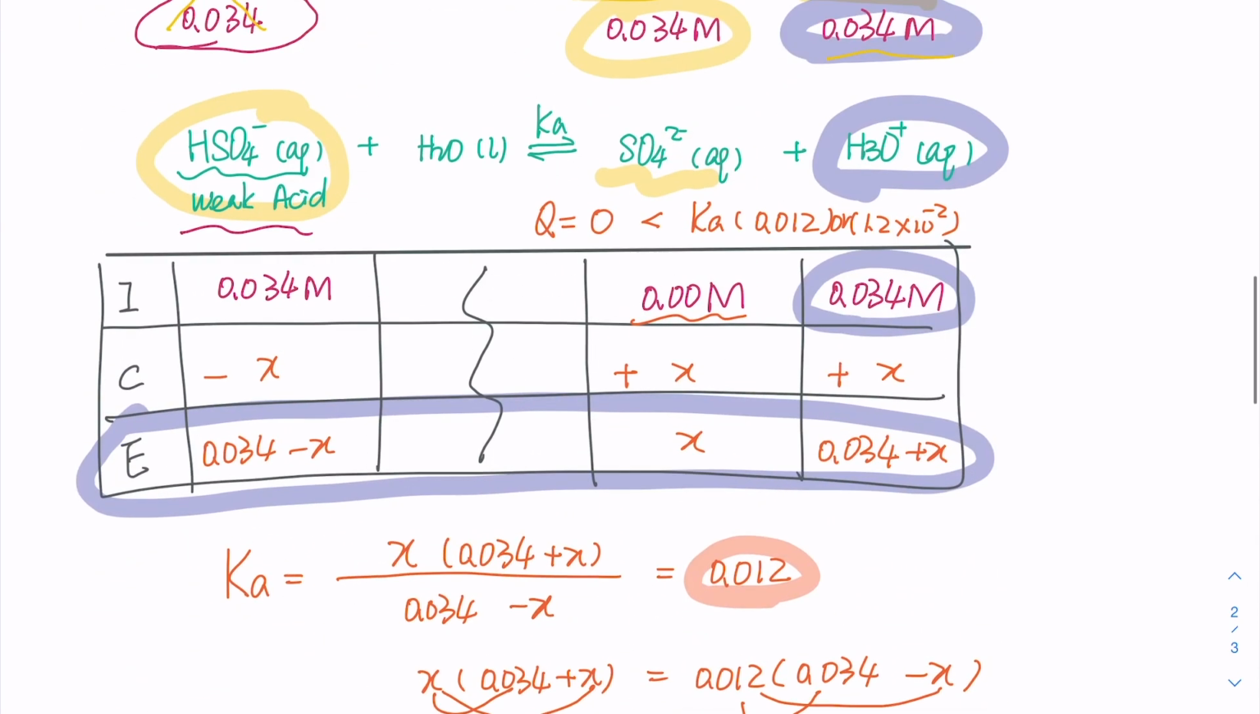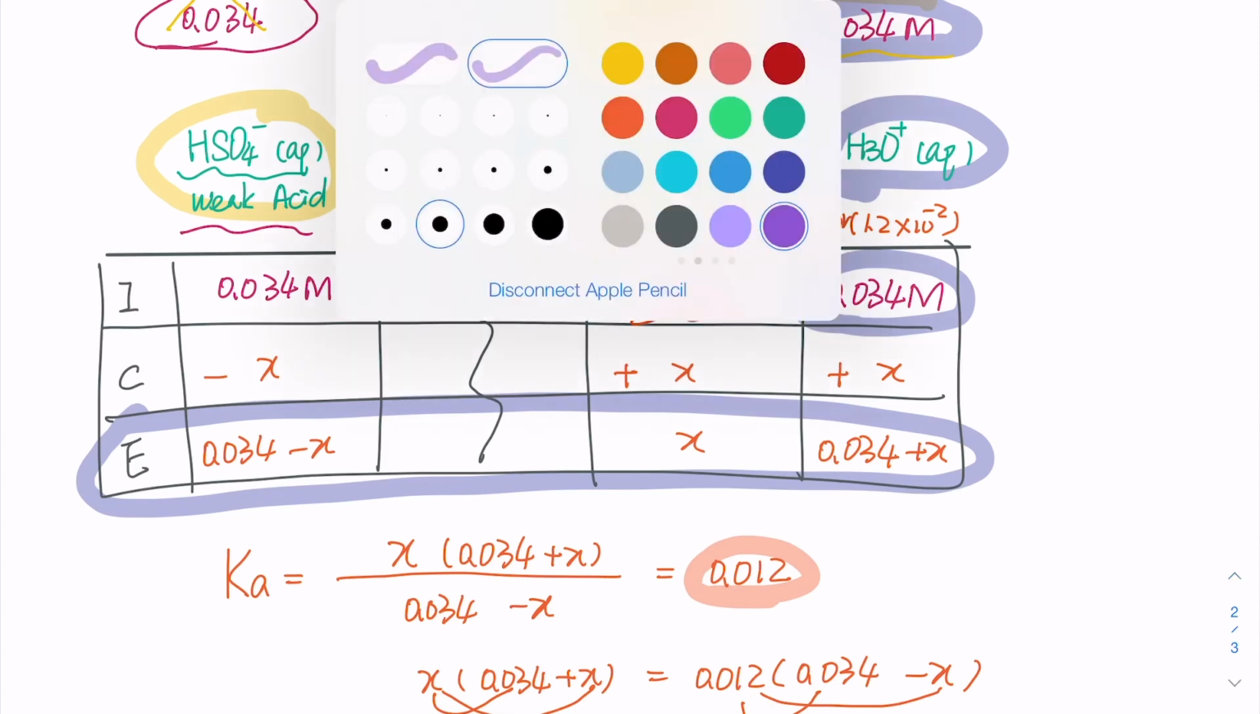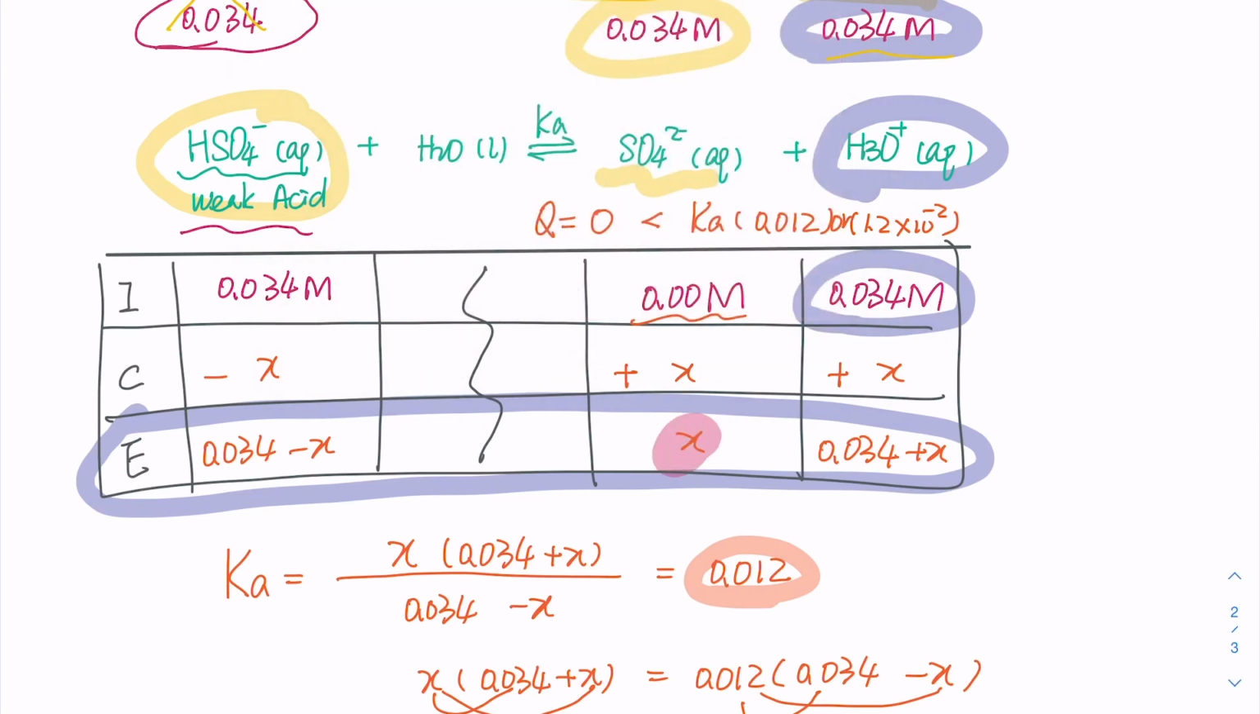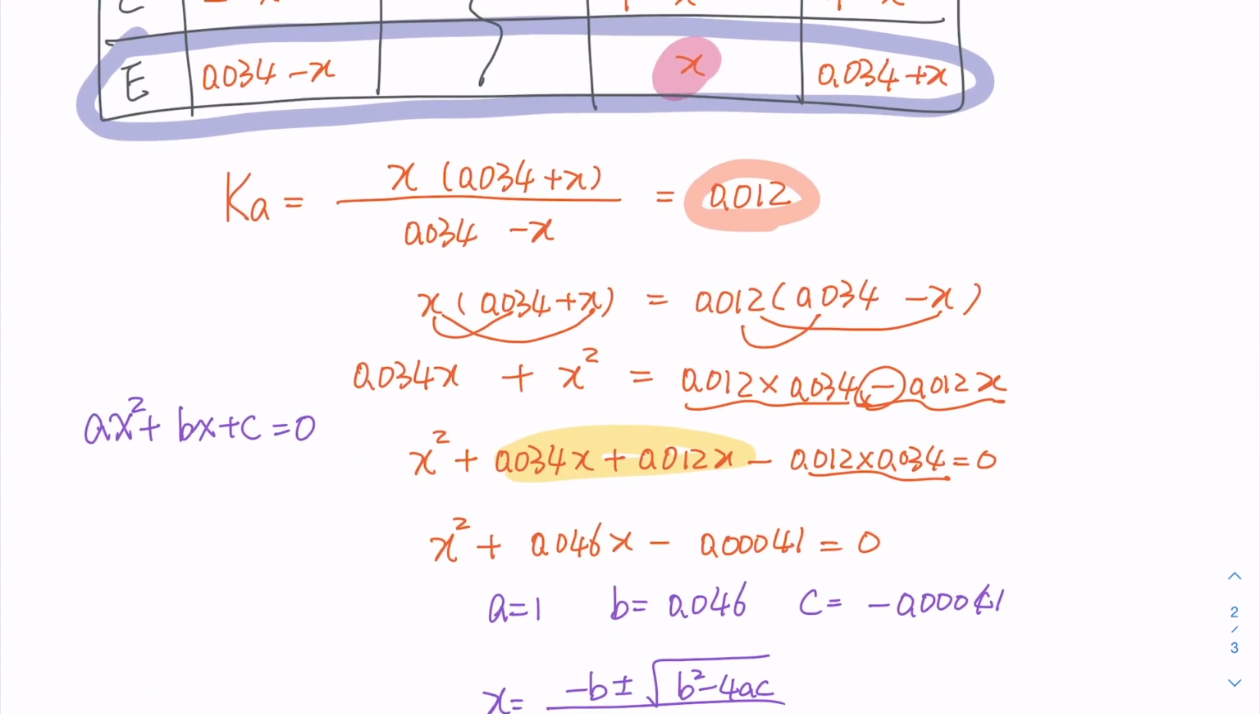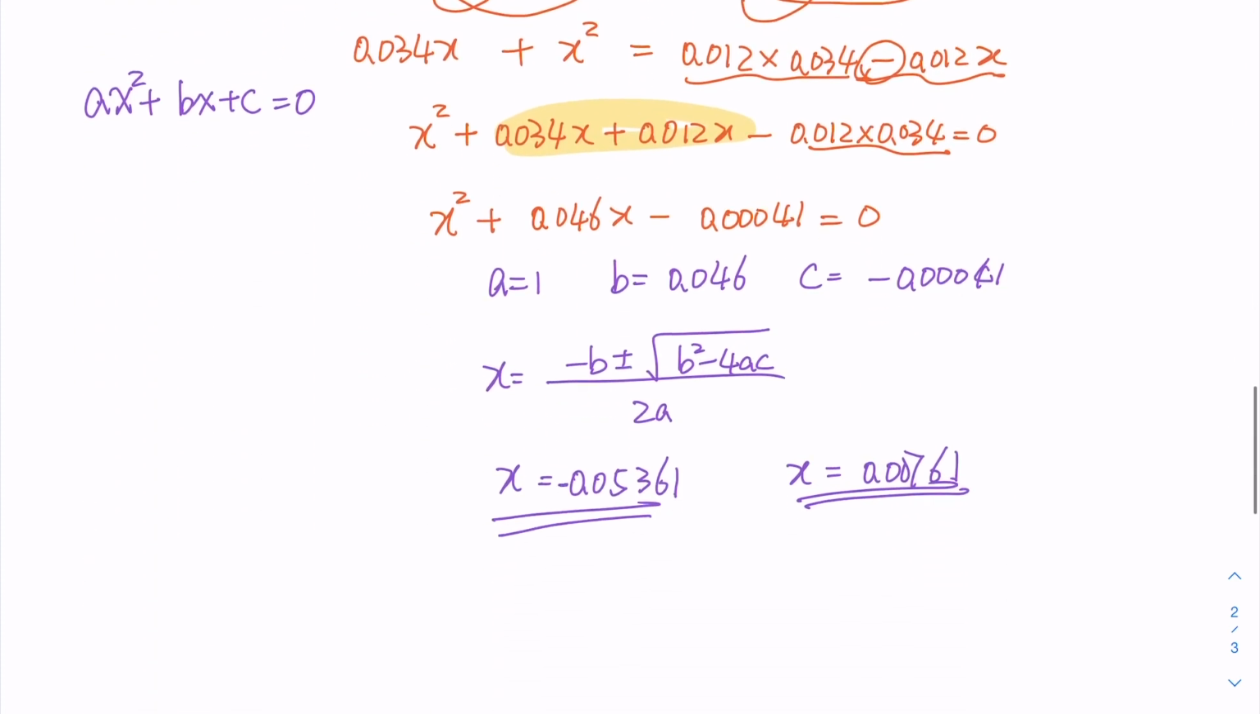Mathematically, those two values are valid. However, for this chemistry question, x represents the concentration of sulfate ion. Can that x be a negative value? We don't think so, because concentration cannot be negative. Therefore, we only have one valid solution, which is 0.00761.